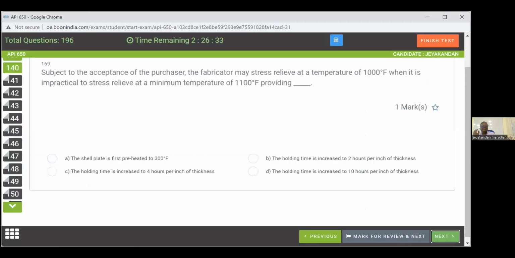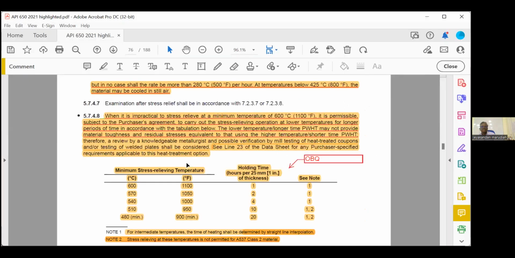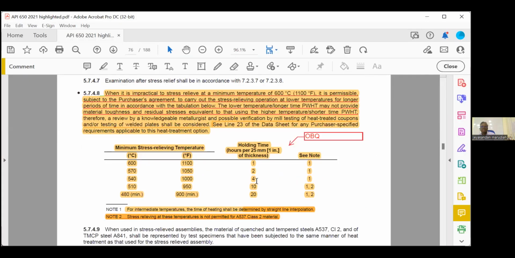Next question. On acceptance of the purchaser, the fabricator may perform stress relief at a temperature of up to... that is very incorrect. So if you are reducing the temperature by 100 degrees Fahrenheit, what should be the minimum holding time? 4 hours per inch thickness. Or where it is given, you can see the table. See, when you are reading 1000, it should be 4 hours per inch thickness. 5.7.4.8.